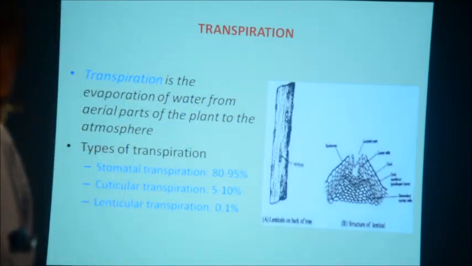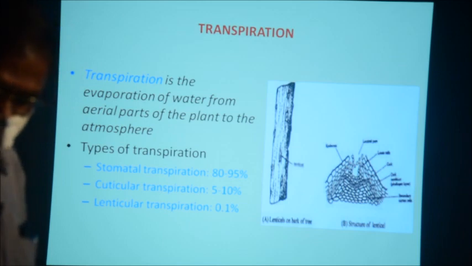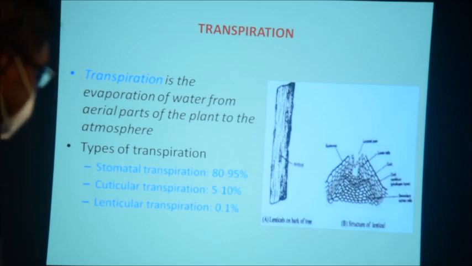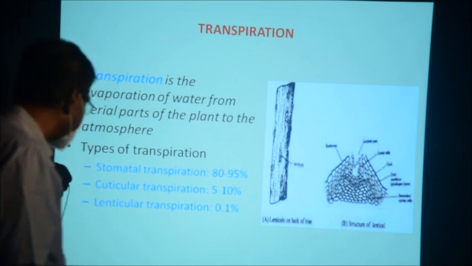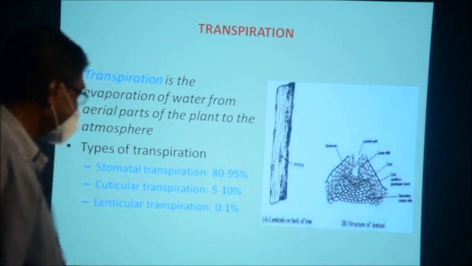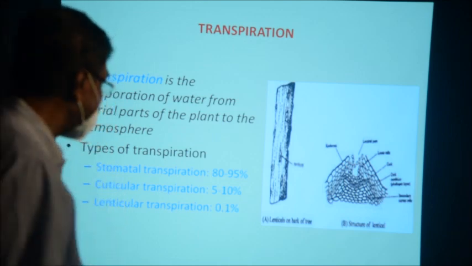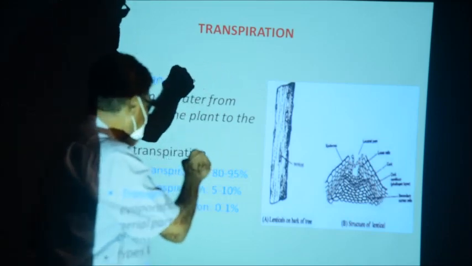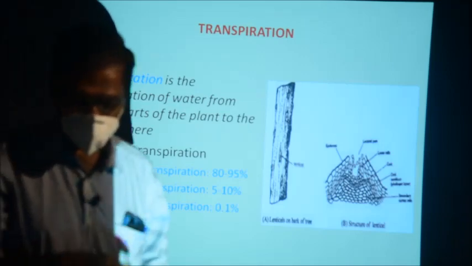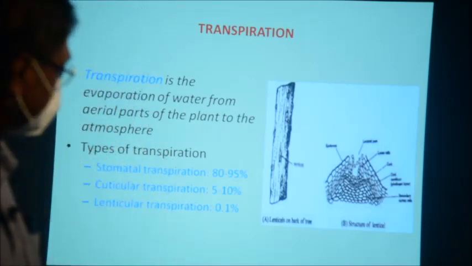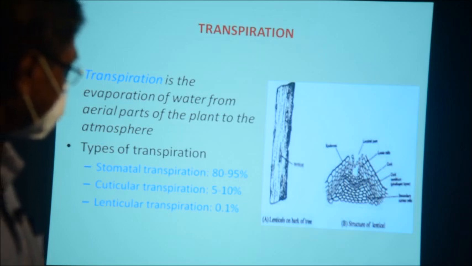So, cohesion tension theory is the best theory that can explain translocation of water. Then transpiration can be stomatal, cuticular and lenticular. Now, lenticels are pores on the bark or stem, and cuticular transpiration is through the cuticle. So, 5 to 10% lenticular is the minimum.